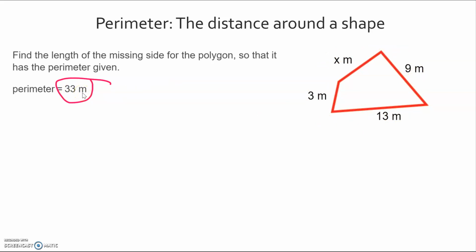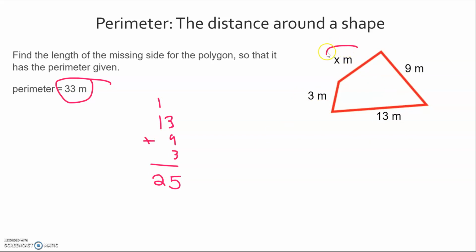So once again, in order for us to find the perimeter, we had to add all sides, but there's one of them missing. So in order for us to find the missing side, we're going to add the sides that we do know, which is 13 plus 9 plus 3. We're going to add those sides together. So 3 plus 9 is 12, plus 3 is 15. Put down the 5, regroup the 1. 1 plus 1 is 2, so the answer is 25 for these 3 sides.